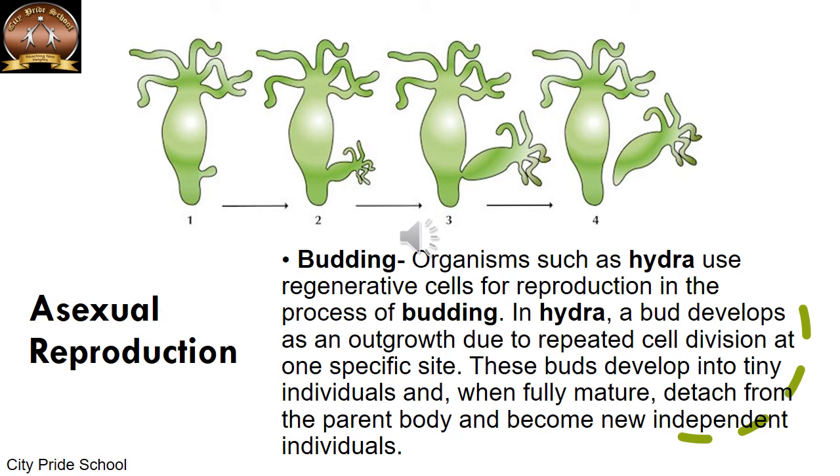Now this is a bud. Once this baby hydra grows and becomes mature, then in the fourth figure you can see it detaches from the parent and becomes a new independent individual. So unless and until it matures, it does not detach. That's the process of budding, found especially in hydra and yeast. In the case of yeast also, buds are formed on the yeast. But in yeast, the buds may not detach.